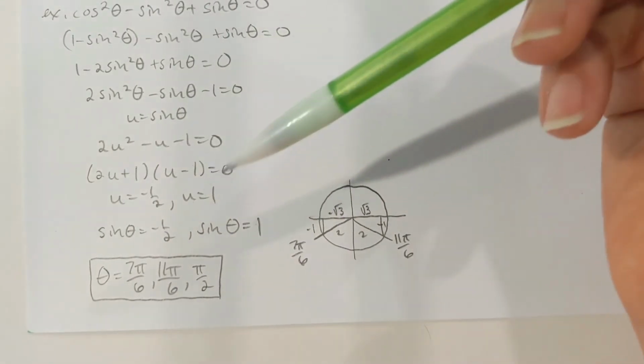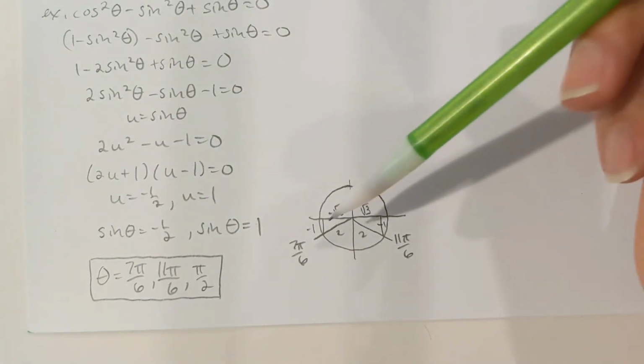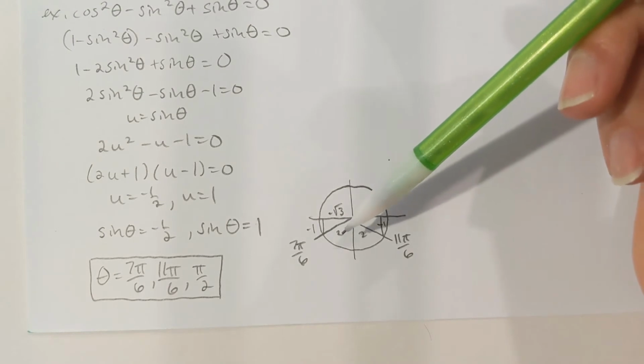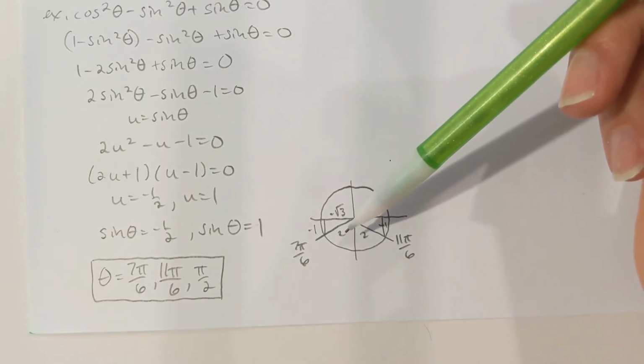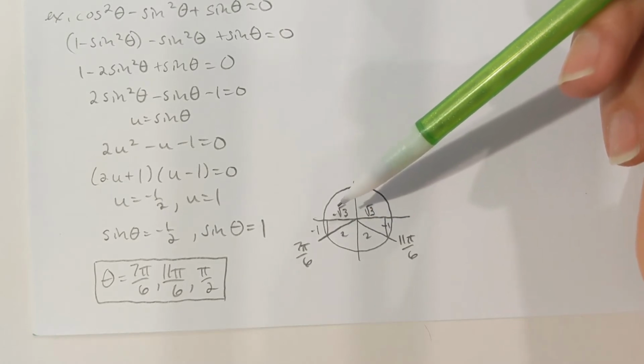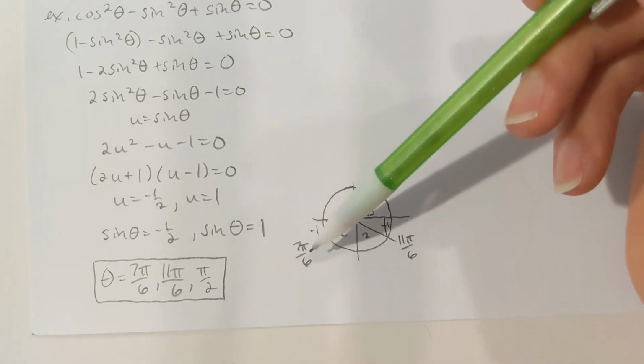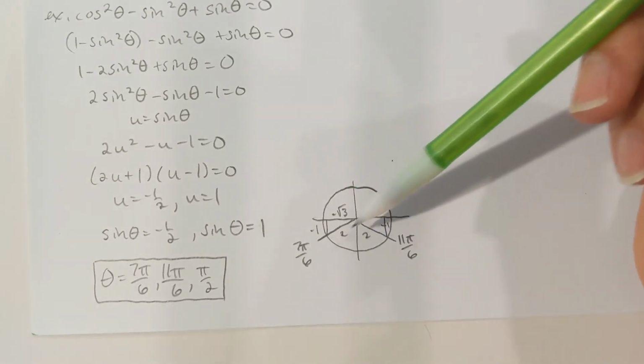Okay, sine theta is opposite over hypotenuse. The opposite side is -1. The hypotenuse is 2. That's going to mean I'll be in quadrant 3. The adjacent side would be -√3 then. And the angle that we'd be talking about there would be 7 pi over 6. This is a 30, 60, 90 right triangle.